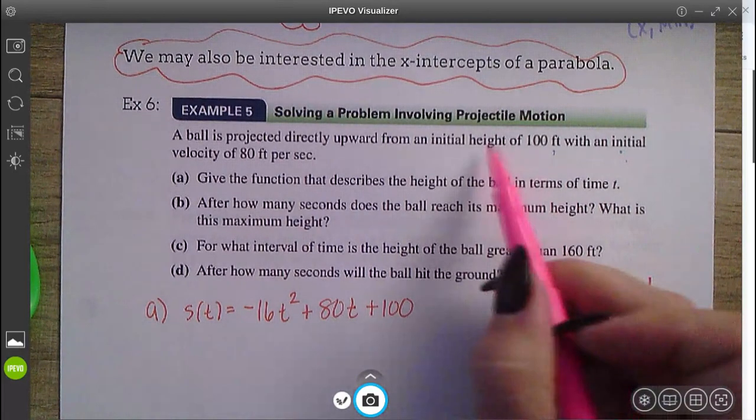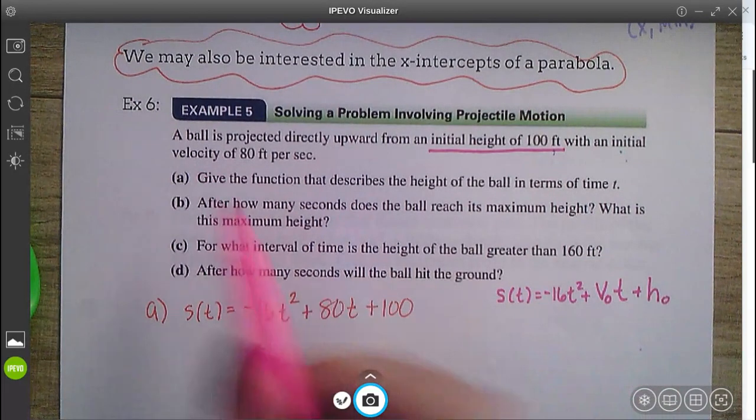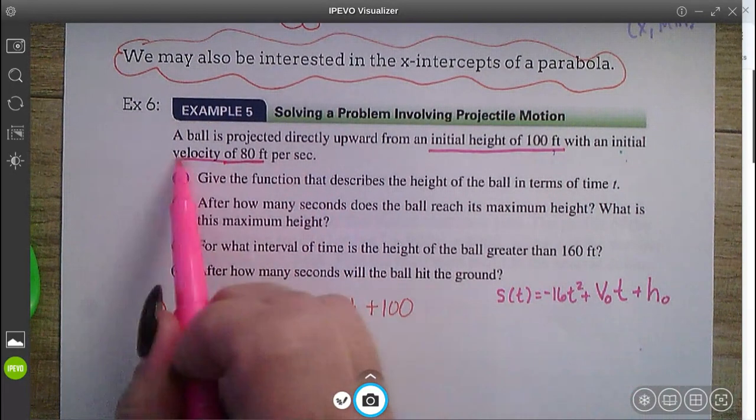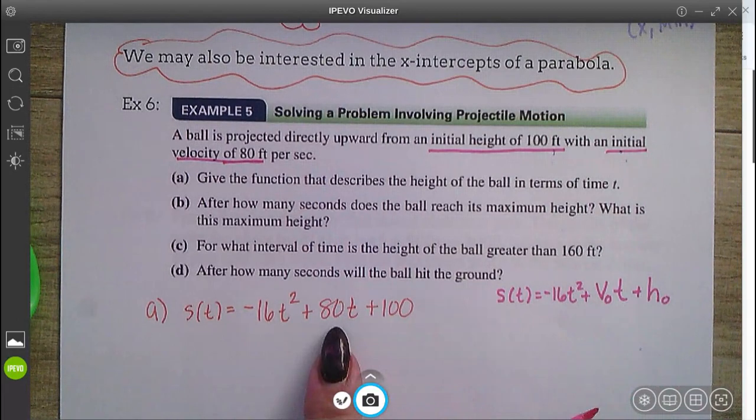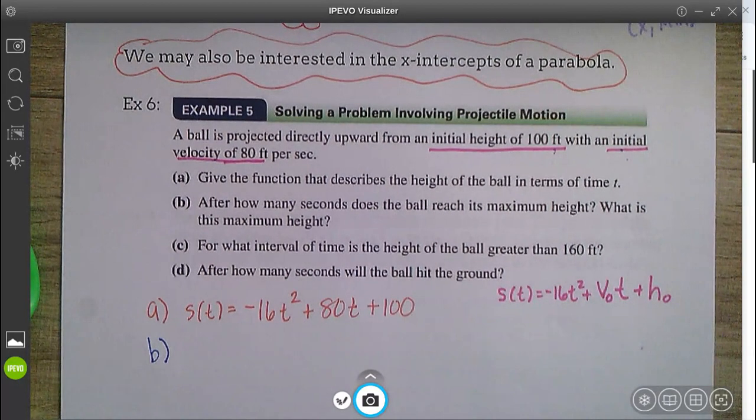So they gave us an initial height of 100. That's where that 100 came from. An initial velocity of 80, which is where that 80 came from. The negative 16t squared is because of the acceleration due to gravity. So just in case, now we know how to do that. So letter B, which is what I'm really more interested in. After how many seconds does the ball reach its maximum height, and what is the maximum height?